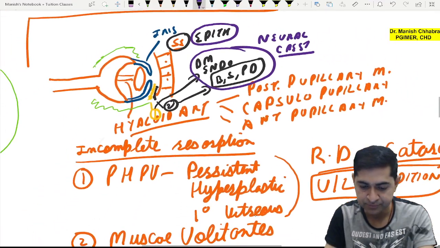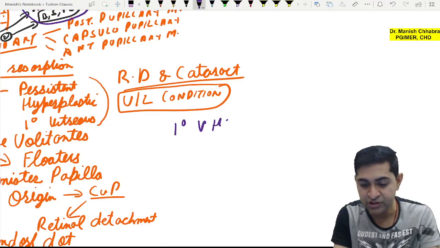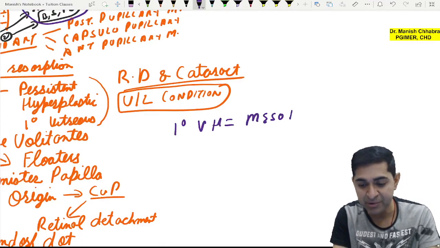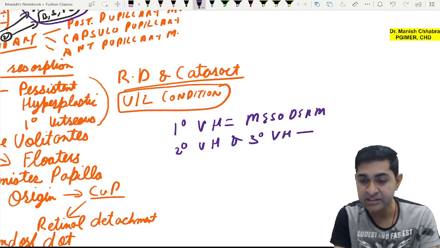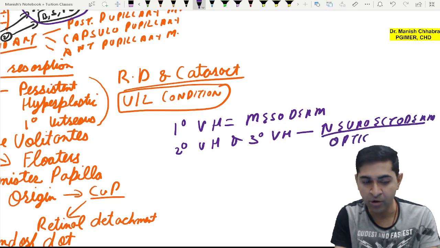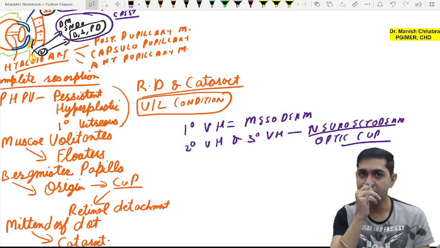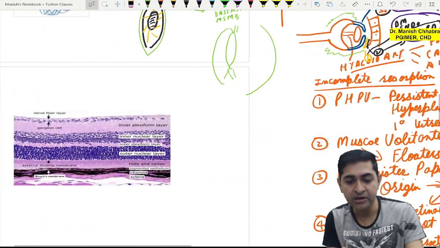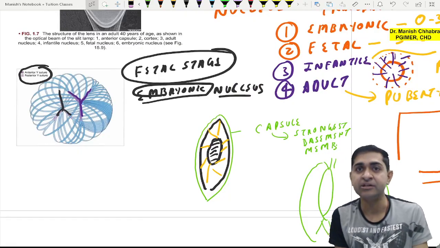Okay, let's write. Please write. So primary vitreous humor is mesodermal in origin, while secondary vitreous humor and tertiary vitreous humor are neuroectodermal because they are being secreted by the optic cup, which is neuroectoderm. Optic cup. All right. So we have done the embryology of eye completely.